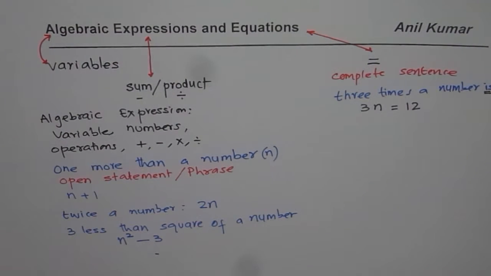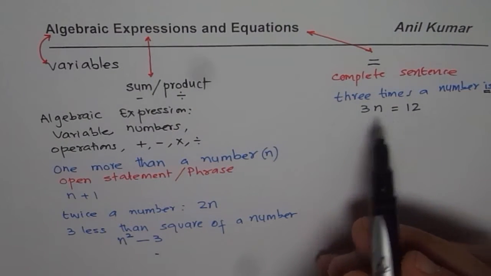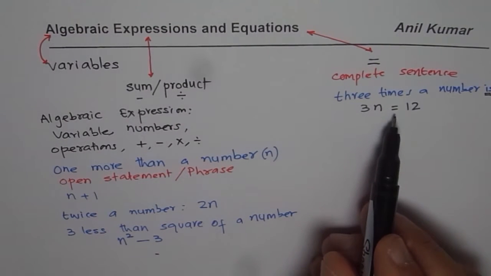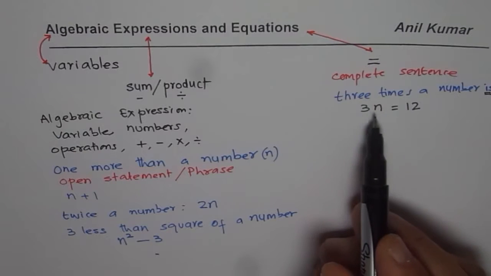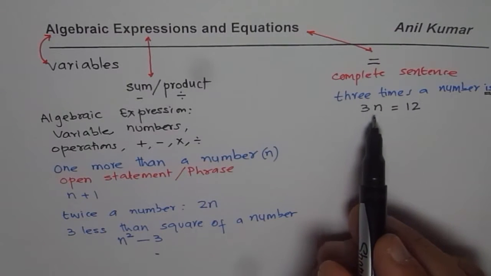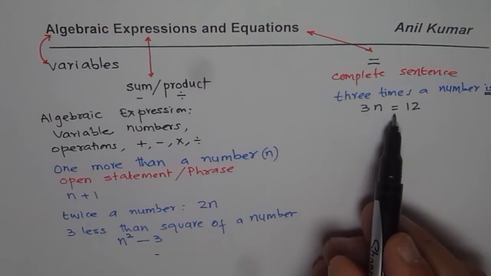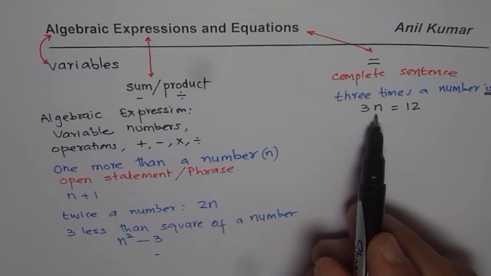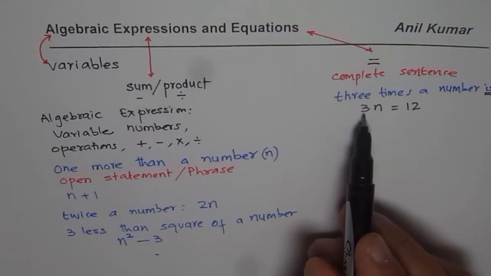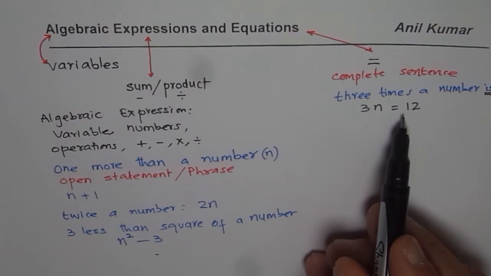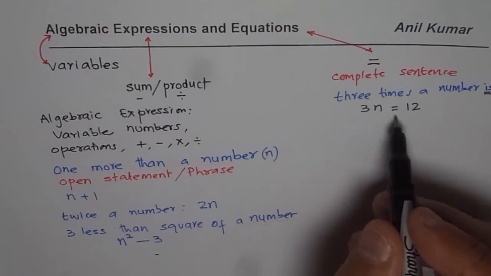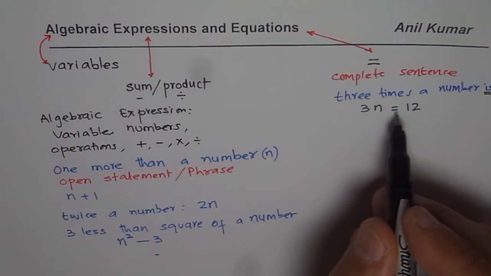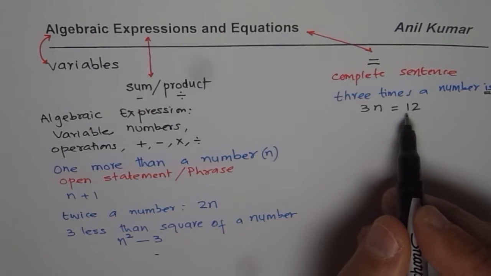Do you get the point? You can see that an expression will lack an equal to sign and is kind of open. 3 times a number could be any number, but when I say 3 times the number is 12, then we are talking about the number 4. 3 times 4 is 12. You get my point, right? That is how it's kind of a closed statement.